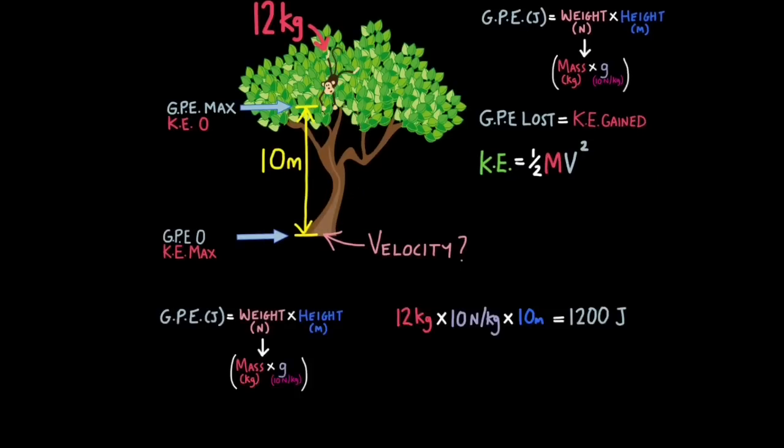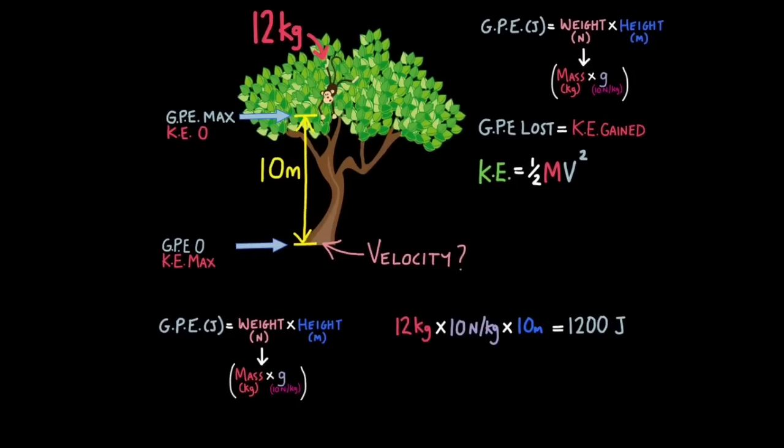So step one is work out the GPE the monkey has. So before it falls, how much GPE does it have? And to do that, you just need the height, how high up it is in meters, and you need the mass times the gravitational field strength. So we have the mass, you'll have that in the question, and you multiply that by 10, then multiply it by 10 meters, because that's how high up it is, and that will give you 1200 joules. So that's easy, that's step one.